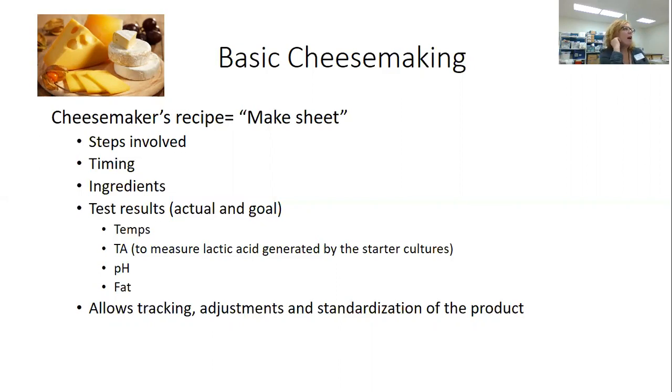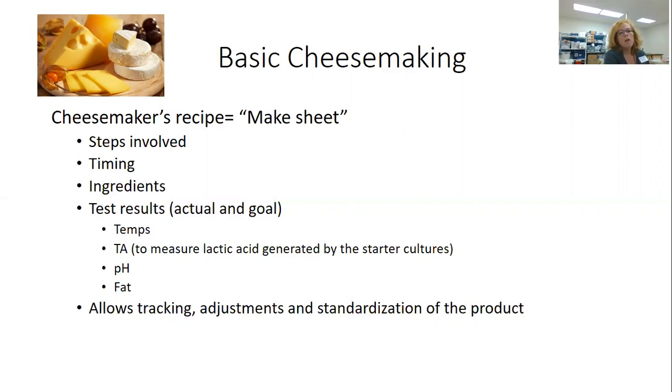Usually they practice recipes over and over till they get it just how they want it, as far as protein content, moisture, etc. So it includes the steps involved, the timing. How long does the milk sit in the vat before they add the starter culture? How long do they leave the starter cultures on? How long do they leave it to drain?